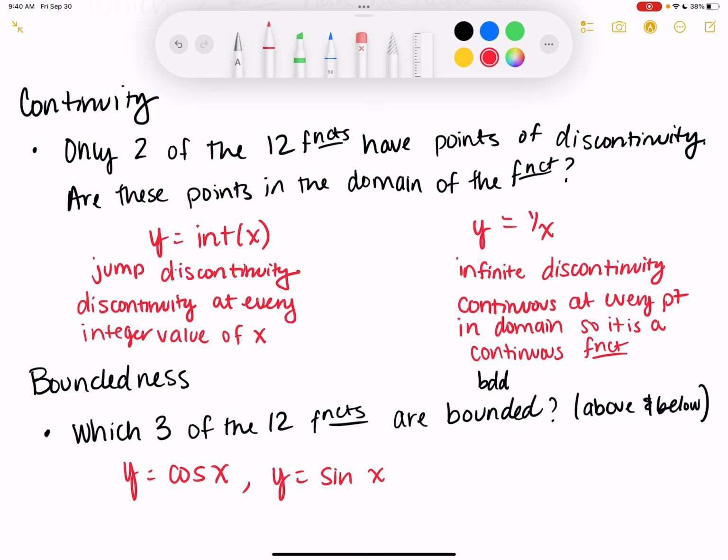Y equals absolute value of 1 over cosine x? Not that one. Integer x? Not many left, guys. Logistic? Yep. I'll show you why. Just 1 second. Y equals 1 over 1 plus e to the minus x.